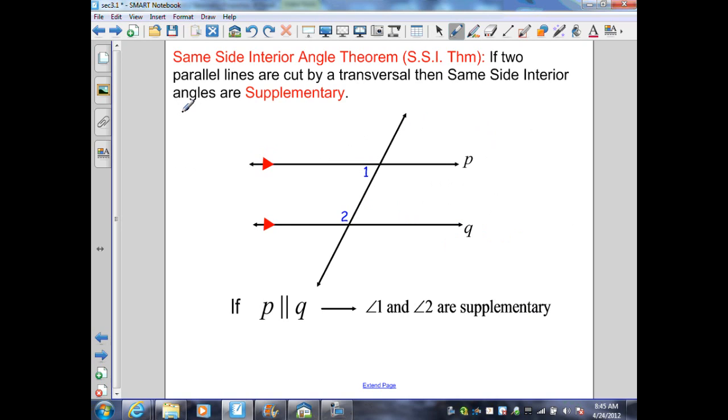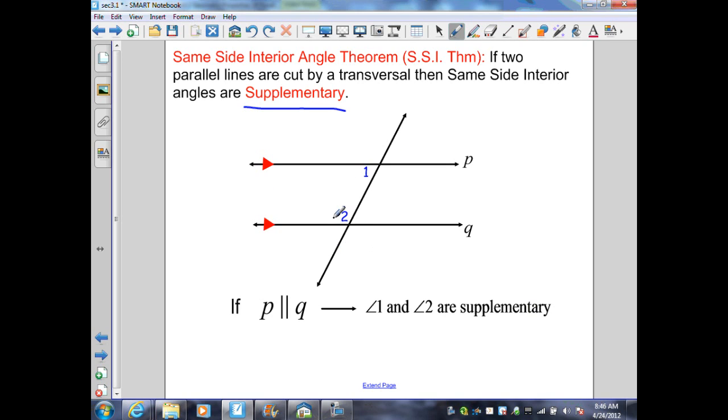Up to this point, we've had the corresponding angle postulate, the alternate interior angle theorem, and the alternate exterior angle theorem. Each set of those angles are congruent when the two lines cut by a transversal are parallel. This theorem throws a little wrinkle into it, and this is the same side interior angle theorem. If two parallel lines are cut by a transversal, then the same side interior angles are supplementary, not congruent in this instance. So in the diagram, I have two parallel lines cut by a transversal.